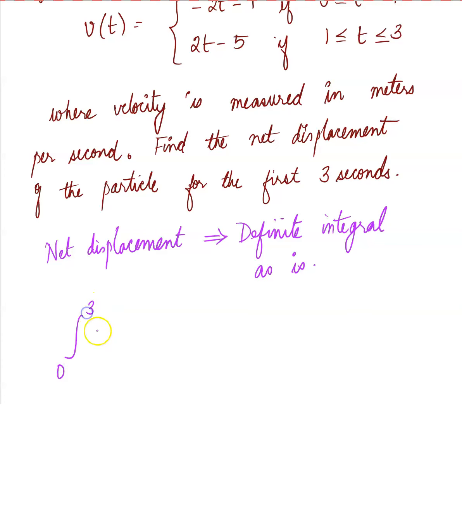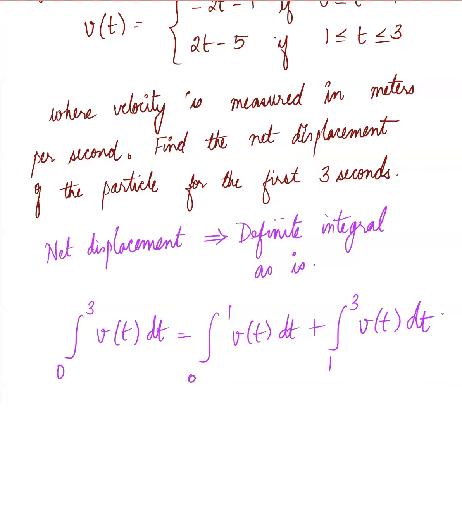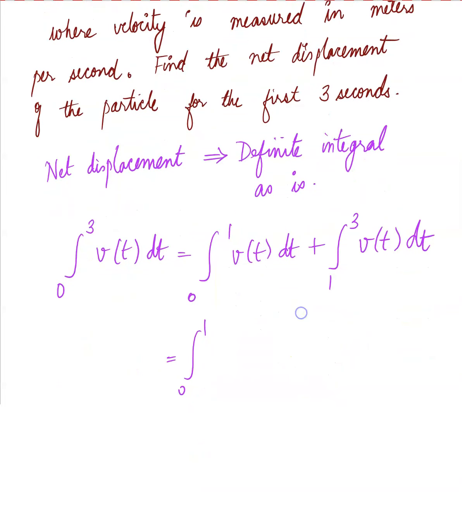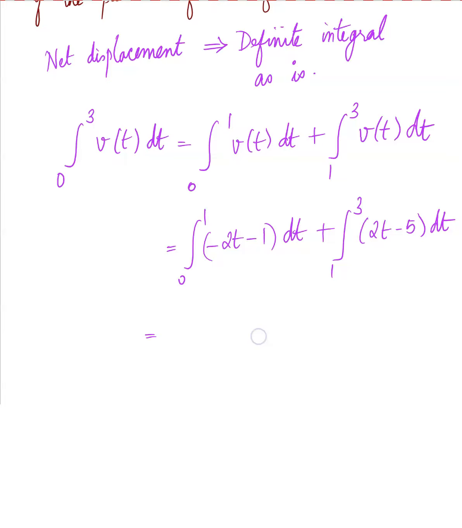So 0 to 3 v of t dt has to be split into 0 to 1 v of t dt and 1 to 3 v of t dt. Notice that we're not doing a negative or a positive. We are definitely keeping them as is. All right, so 0 to 1, the first piece was negative 2t minus 1 dt, plus 1 to 3, 2t minus 5 dt. You know the drill now, so you can actually pause the video and meet me at the end of the answer.